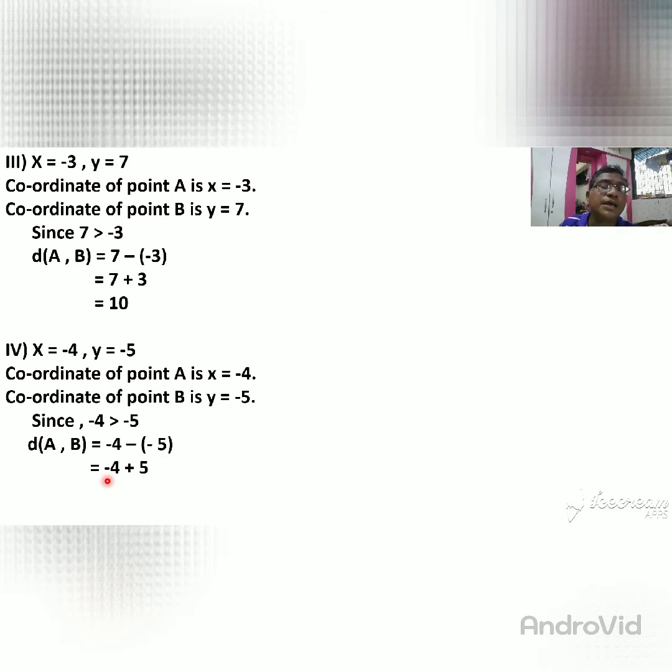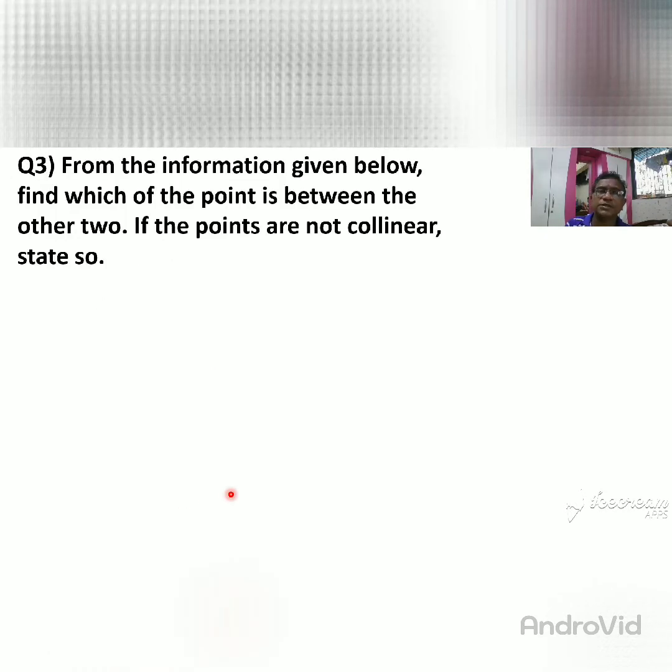So 4 is negative and 5 is positive. So here the signs are not the same, so we are doing subtraction. So 5 minus 4, what remains? 1. So distance A comma B is equal to 1. So distance AB is equal to 1. So this question is completed.